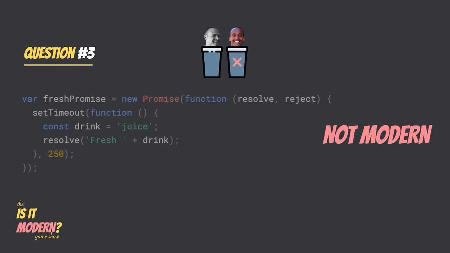Ooh, tricky. Block scoped let and const are actually supported in Internet Explorer 11. There's a few bugs to keep in mind, but we can run this code. Wow, okay. I guess I learned something new today.